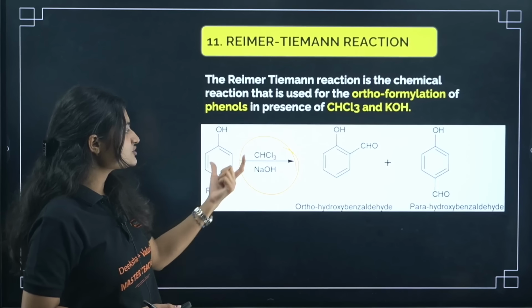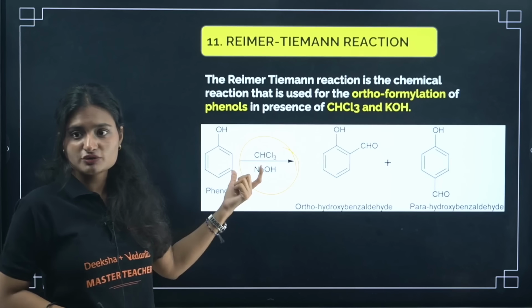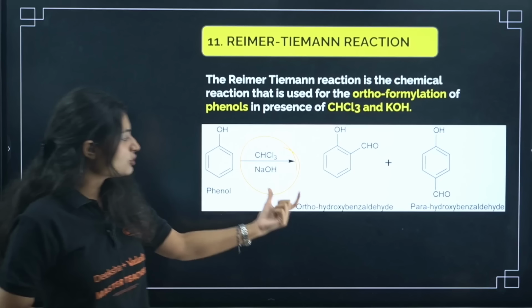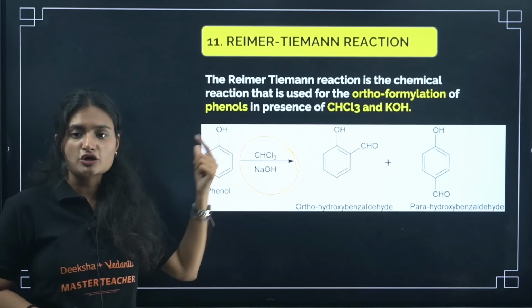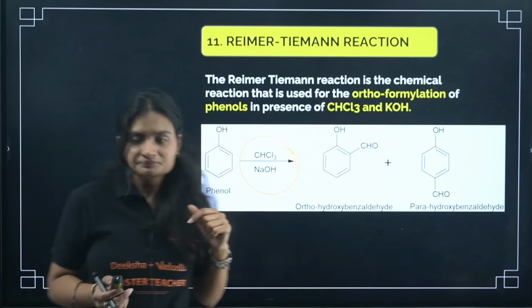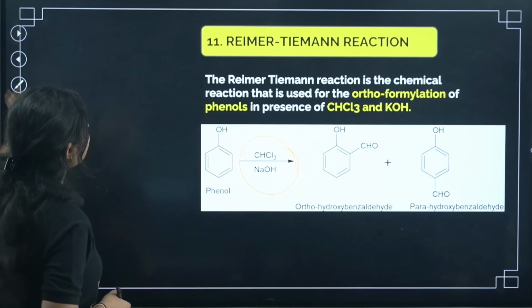So whenever a phenol is treated with chloroform and NaOH in the presence of alkali, we get ortho hydroxybenzaldehyde, and the aldehyde or formyl group is substituted at the ortho and para positions. Clear? Next reaction.